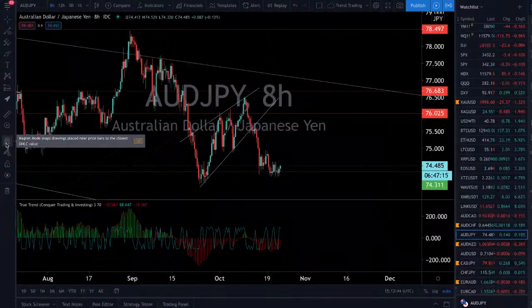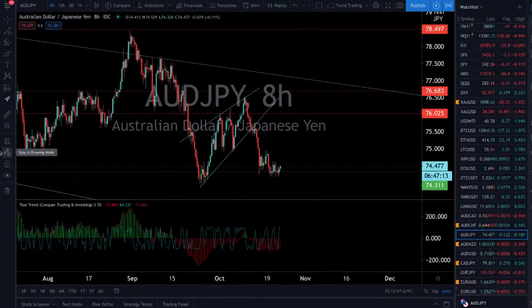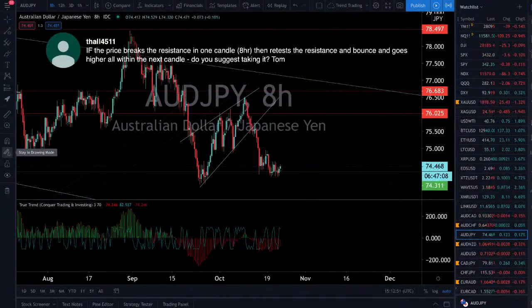If the price breaks the resistance in one candle, then retests the resistance and bounces and goes higher all within the candle, do you suggest taking that?